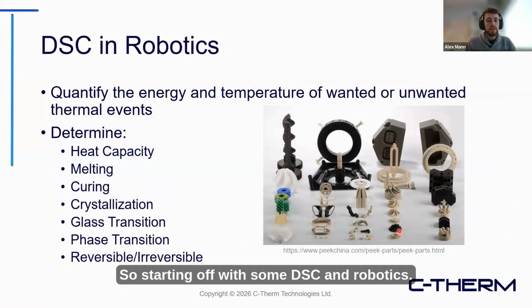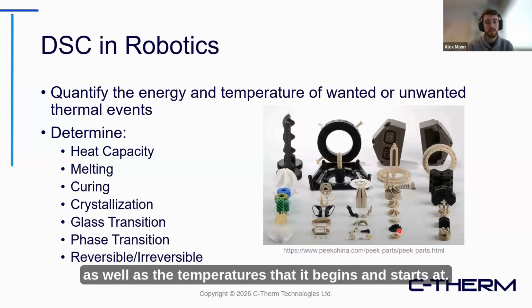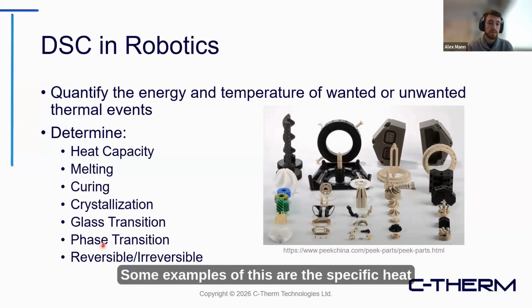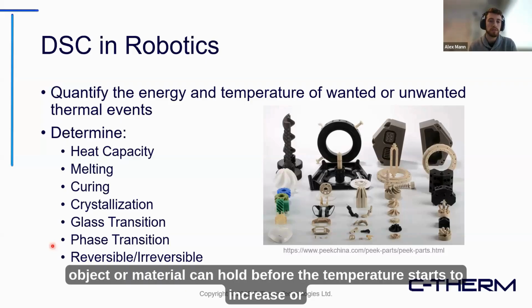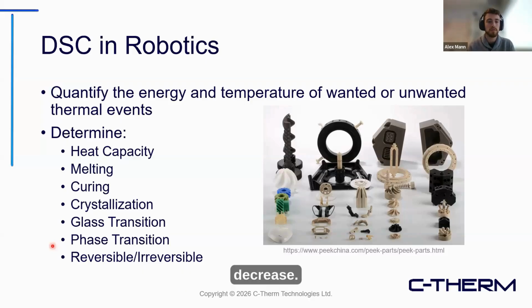So starting off with some DSC and robotics. As we previously went over, DSC can be used to quantify the exact energy of a thermal event, as well as the temperatures that it begins and starts at. Some examples of this are the specific heat capacity: how much a set amount of an object or material can hold before the temperature starts to increase or decrease.